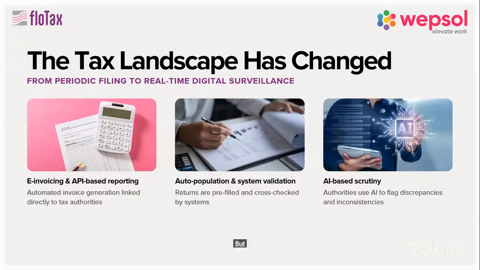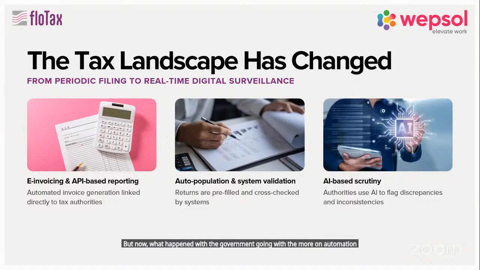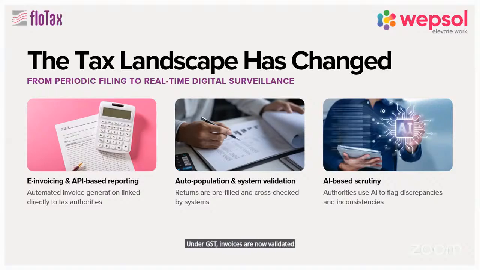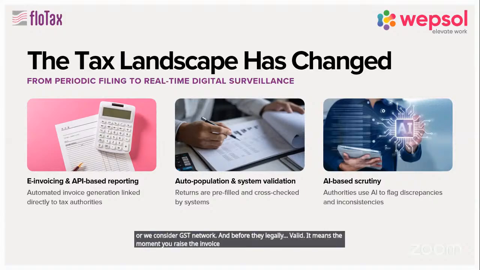But now, with the government going more on automation and digitalization, when the GST is implemented, e-invoicing has fundamentally changed the tax reporting works totally. Under GST, invoices are now validated electronically through the GST portal, or we can say the GST network. And before they are legally valid, it means the moment you raise the invoice, that is getting validated by the GST portal, and then the final invoice is getting raised.